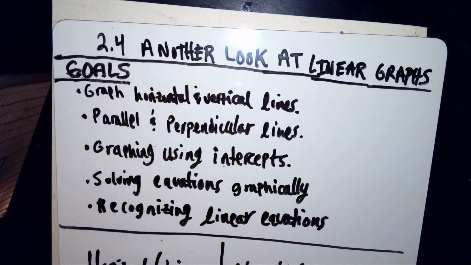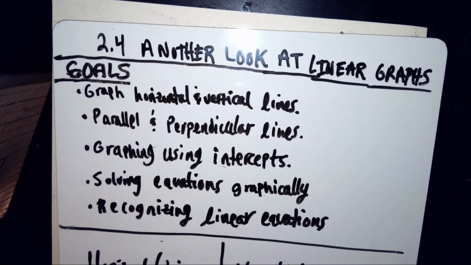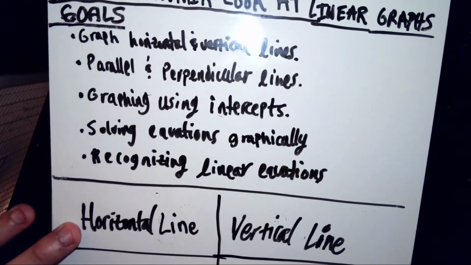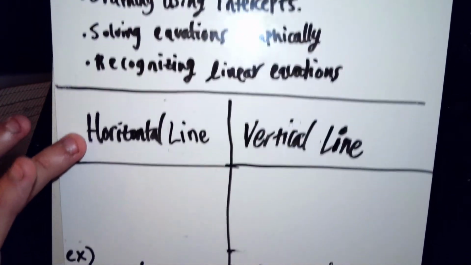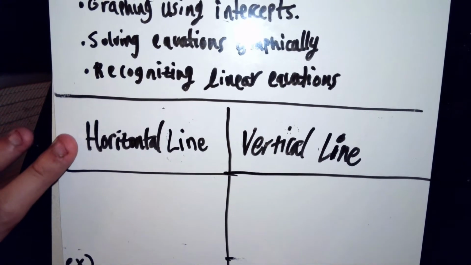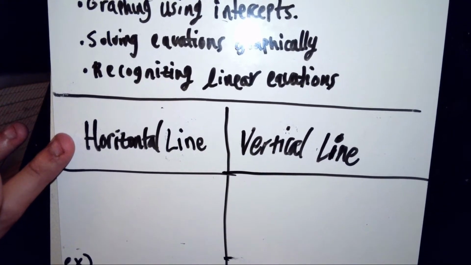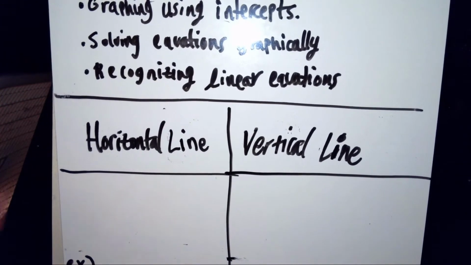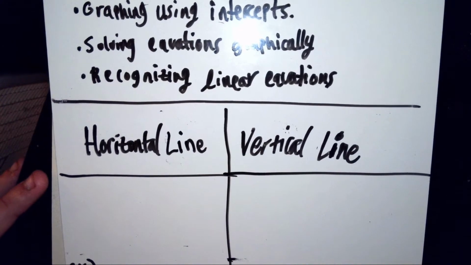So let's begin with the first goal, which is to graph horizontal and vertical lines. So down here, I've got to set up a little bit. So we're gonna go over an example of each, and we're also gonna say in what form they come with some kind of a justification. So horizontal lines, let's think about what they look like with an example.